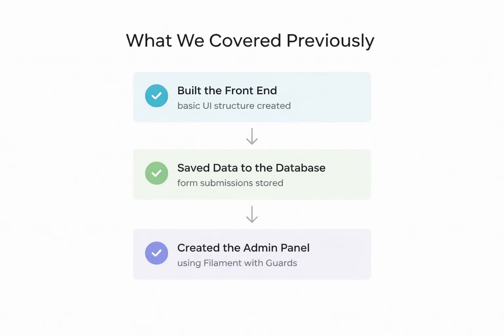Let's start with a quick recap of what was accomplished in the previous session. Three major things were done. First, the front end was partially built. The basic user interface was put together. Second, the data coming in from that front end was successfully saved to the database. And third, an admin panel was created using Filament. This sets the foundation for everything we're building on today.